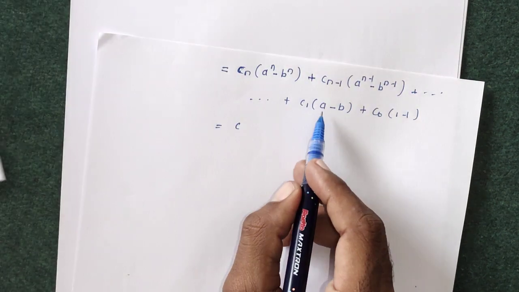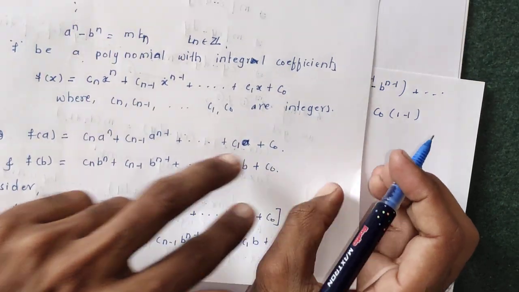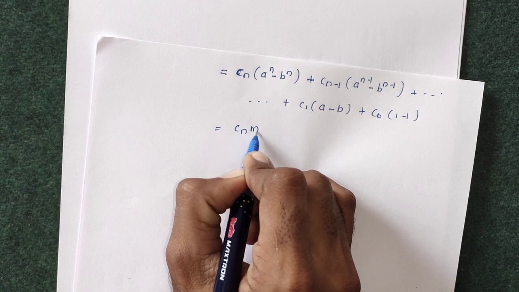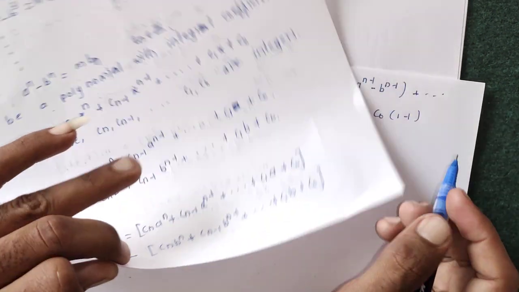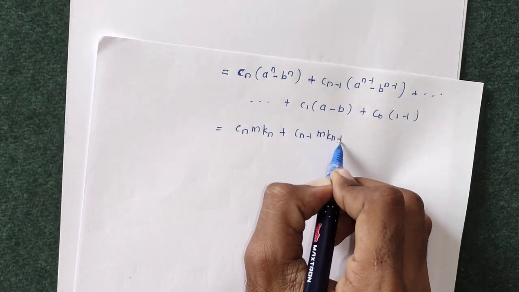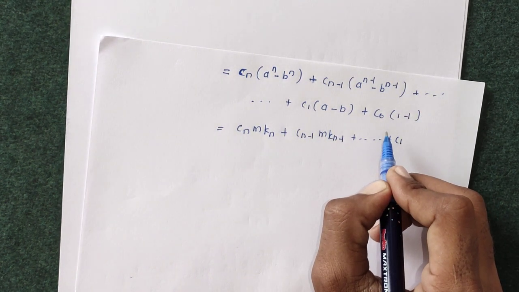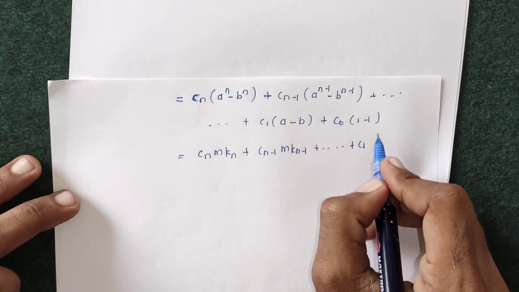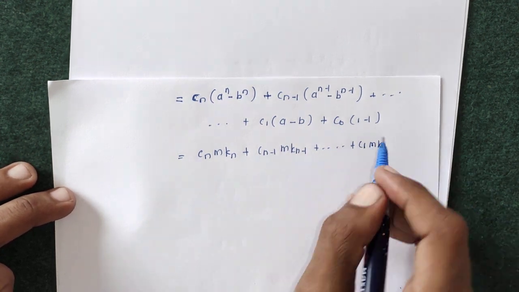Substituting this value here we get cn into m kn, plus cn minus 1, and substituting the value of a raised to n minus 1 minus b raised to n minus 1 as m into kn minus 1, plus up to, taking c1 common, here a minus b is equal to m k1. Putting this value of a minus b here we get m into k1, and this c naught into 1 minus 1 is 0, so it remains.